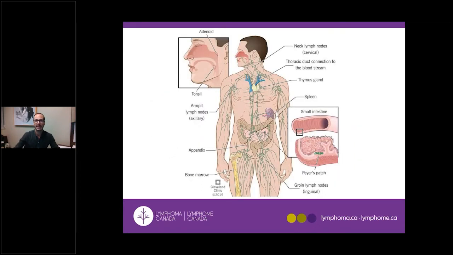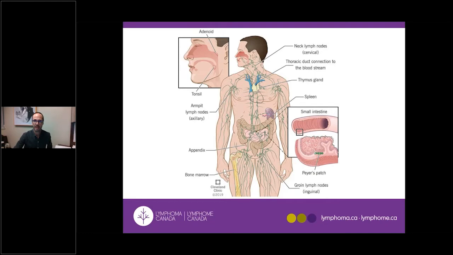Mantle cell lymphoma is a cancer of the immune system, and this is something a lot of people have a hard time wrapping their heads around. Where is the lymphoma? Where did the lymphoma start? Well, the lymphoma in general begins in the various lymphoid tissues.